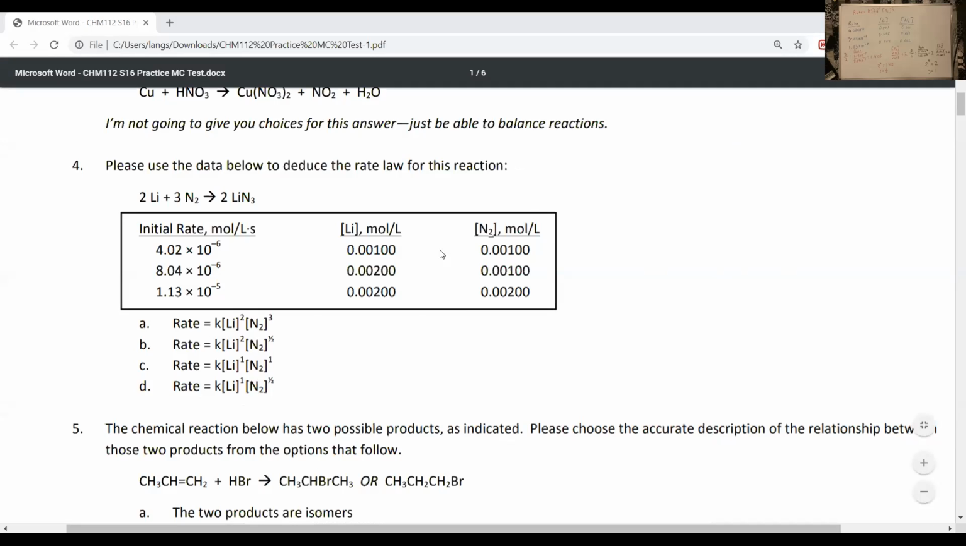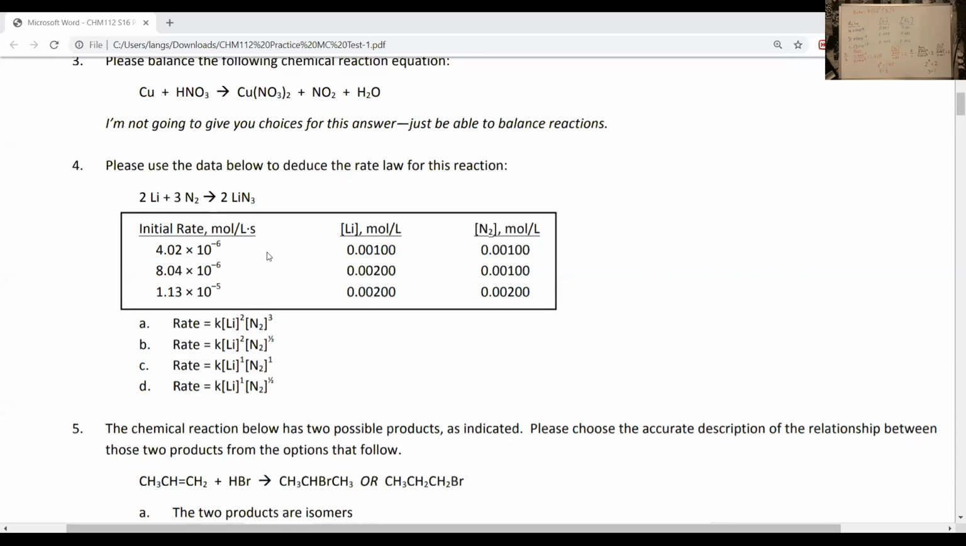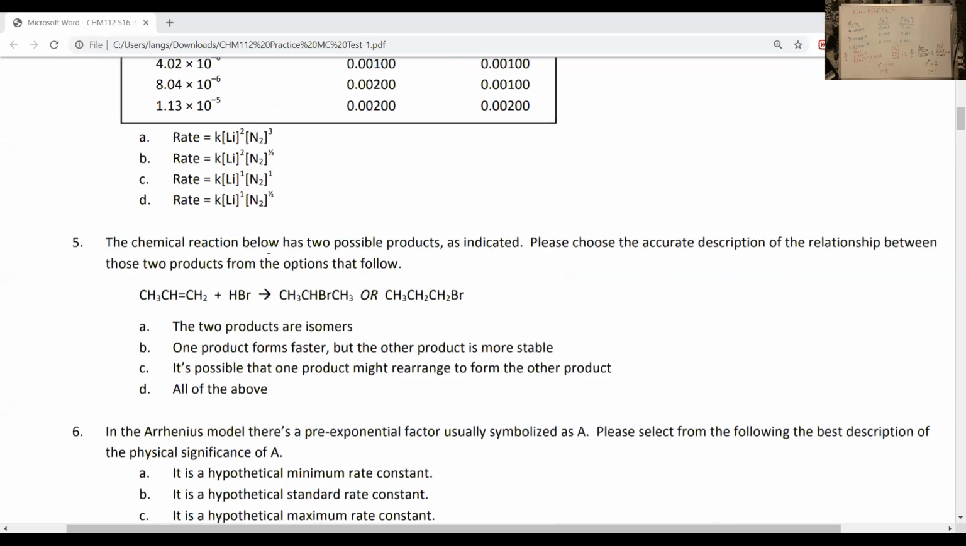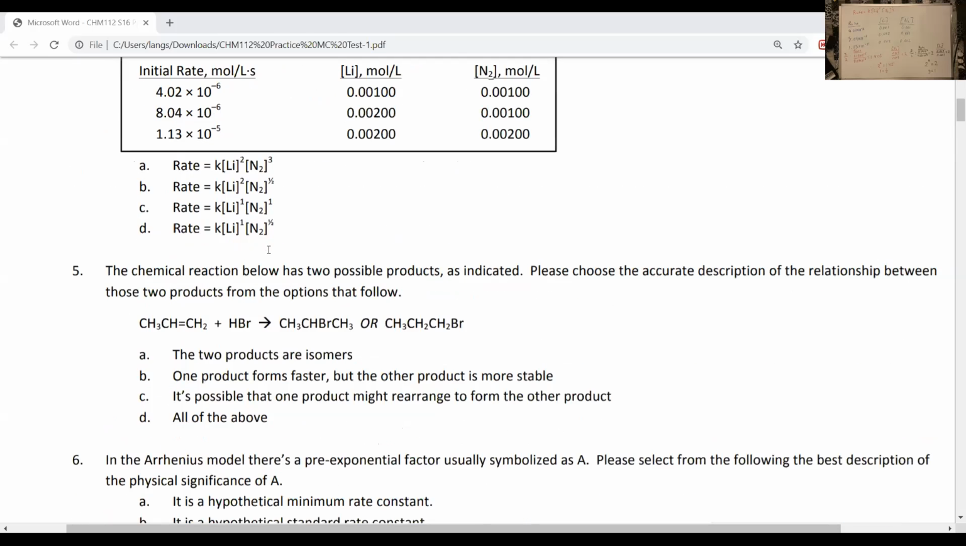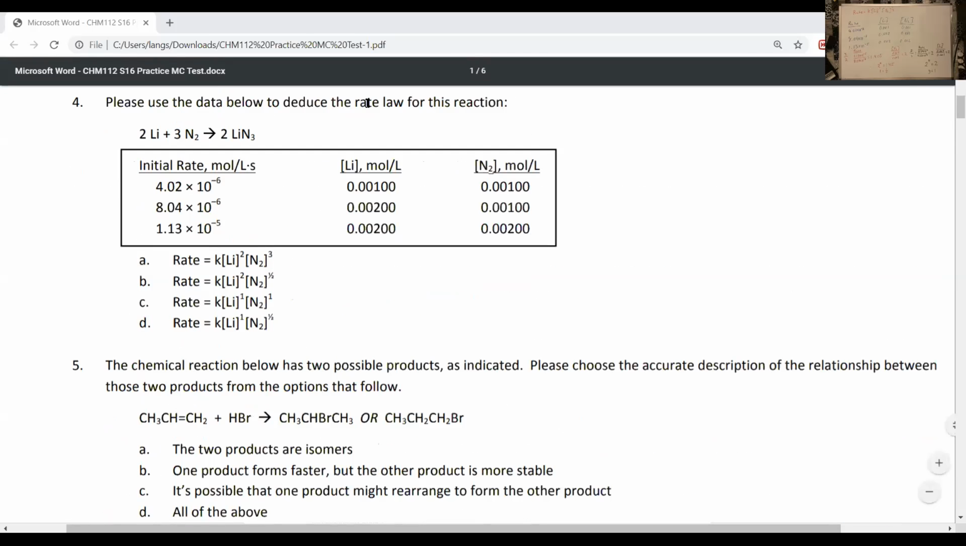Make sense? Remember doing this in chapter 14, I think? Yep, awesome. Cool.